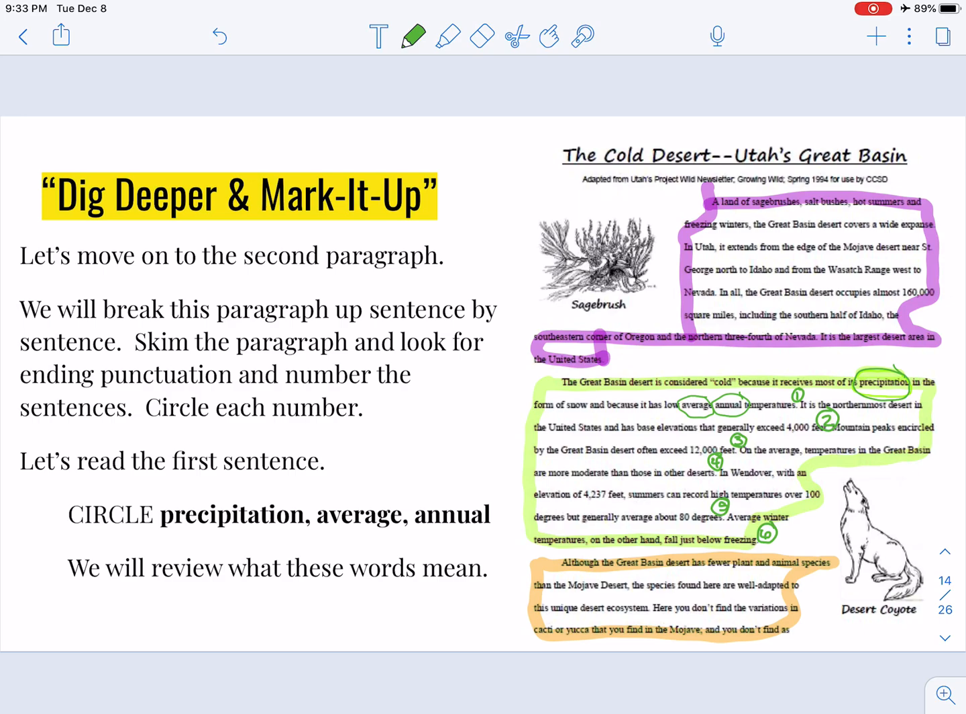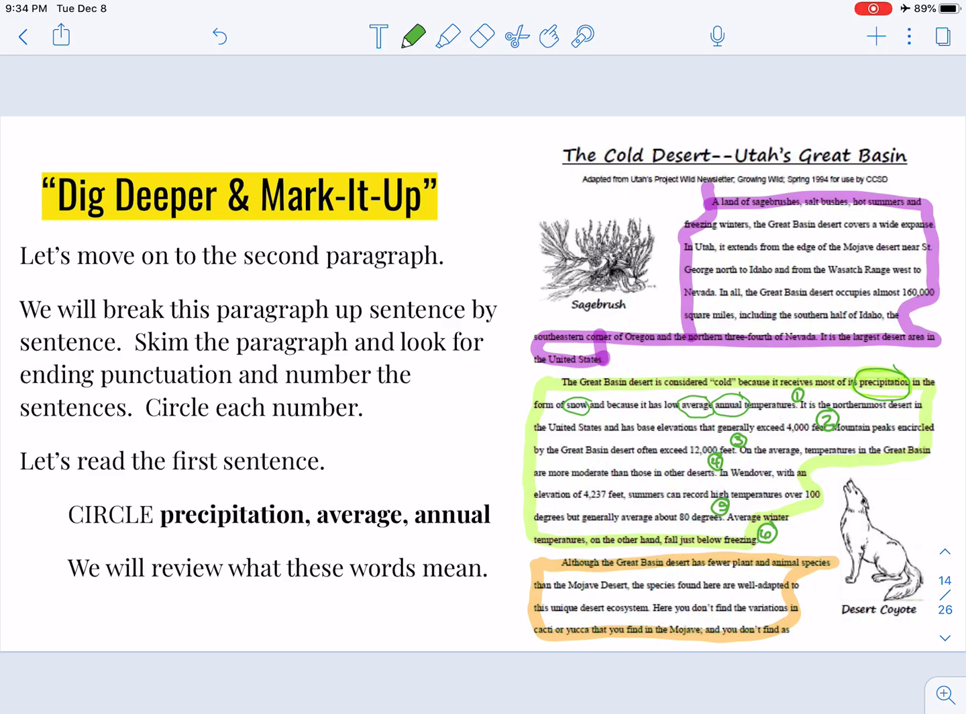Now, precipitation, we've talked about this one a lot. Precipitation is the way that rain comes. And right in the next one, it says precipitation in the form of snow. So we know that precipitation can be snow, it can be rain, it can be hail, and it can be sleet. Those are the different forms of precipitation that come down as water forms back down to the earth.